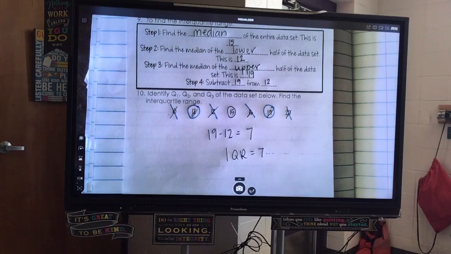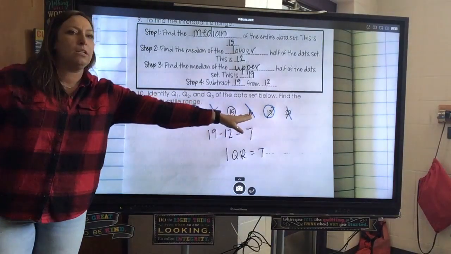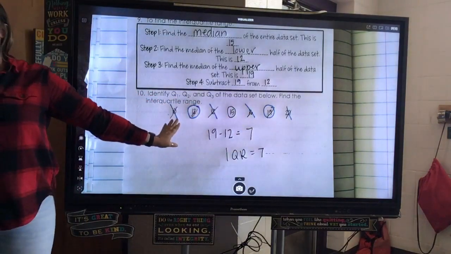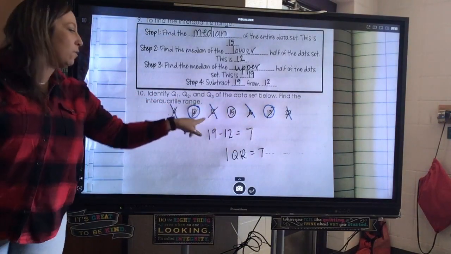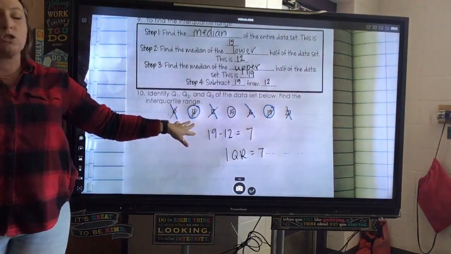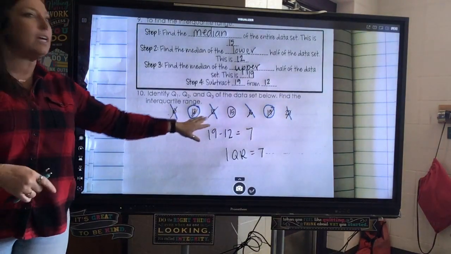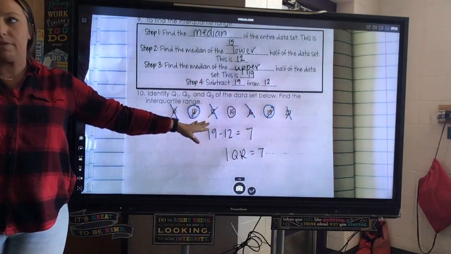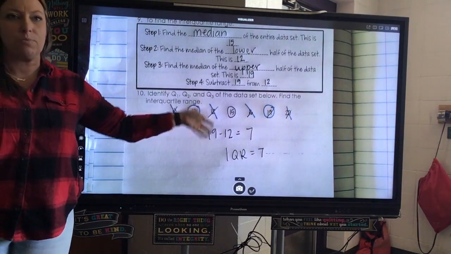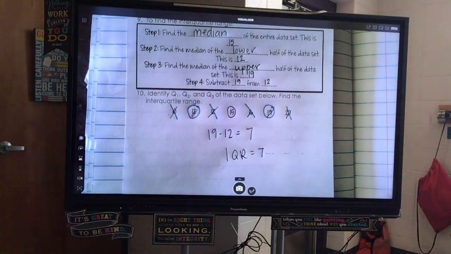Okay, so what they're talking about is, let's say that 16 was our median. And then we had to find the median of our lower half, so we'd cross off, and we'd end up with 2 12s. So technically, yes, you have to add these 2 and divide by 2 to find your median. Yes, we know that this is going to be 12 because both numbers are 12. But that might have been what they're talking about.